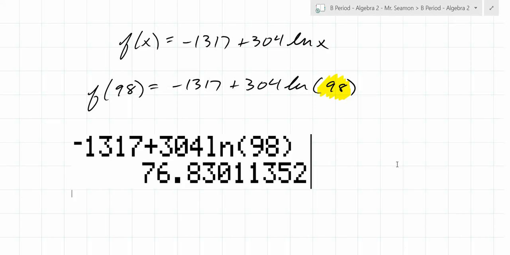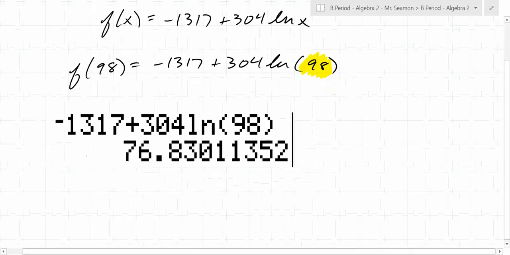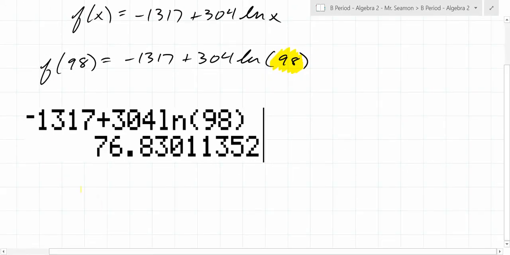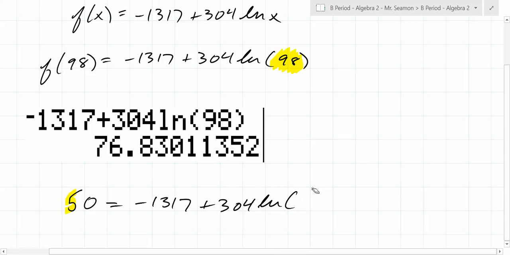So we plugged in x, and we got an output. So we're trying to solve for x when the output is 50 for part B. So what equation are we trying to solve for B? Can anybody tell me what equation? 50, exactly. 50 equals negative 1317 plus 304 ln x, right? So we're solving for x.